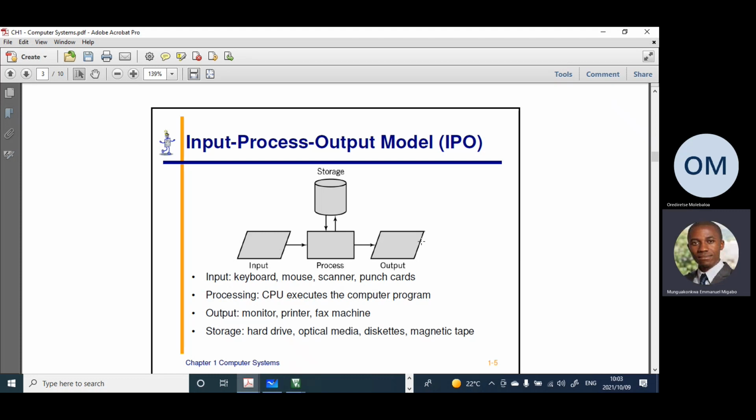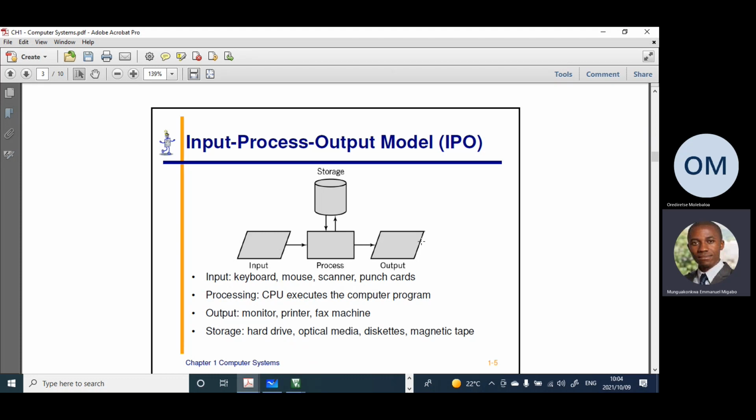From the processing point of view, the core of processing in a computer system is obviously the CPU, and that is what is in charge of executing the program, which is a set of instructions, and these instructions are fundamentally of two types, arithmetic and logic. That's all the types of instructions that a computer can execute.